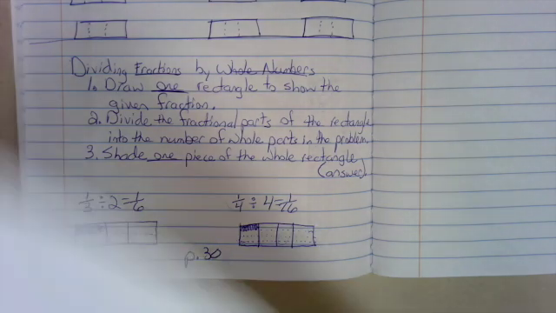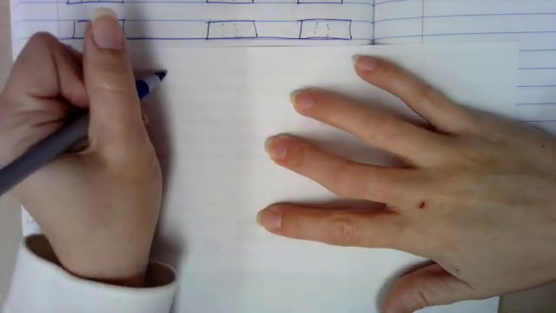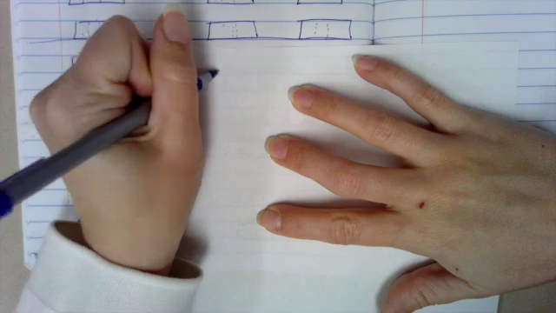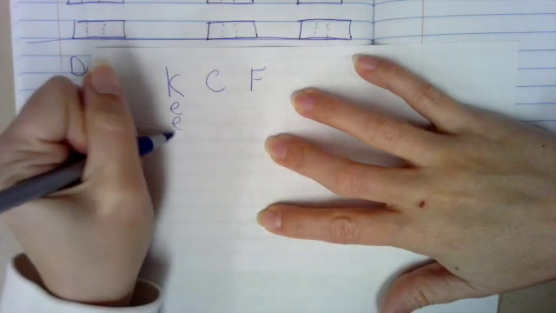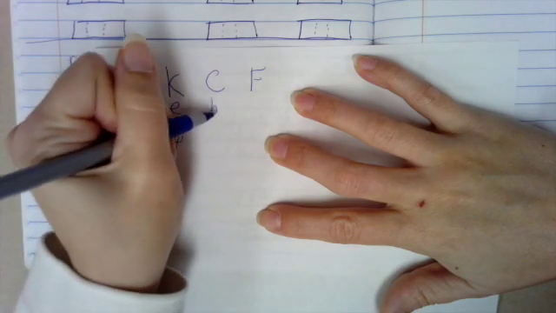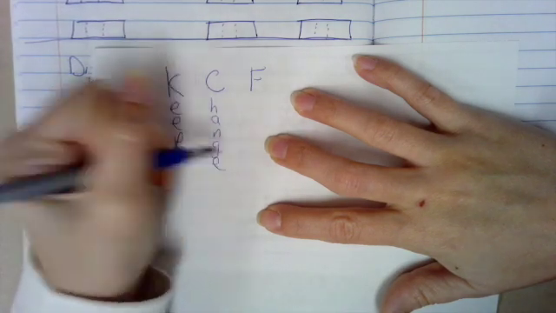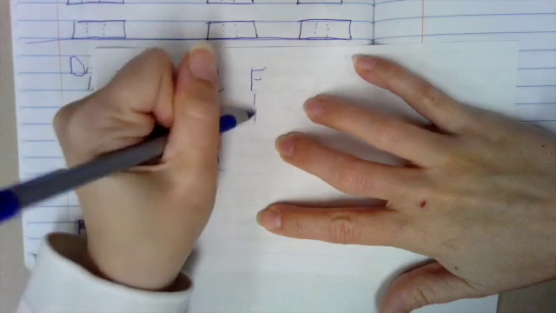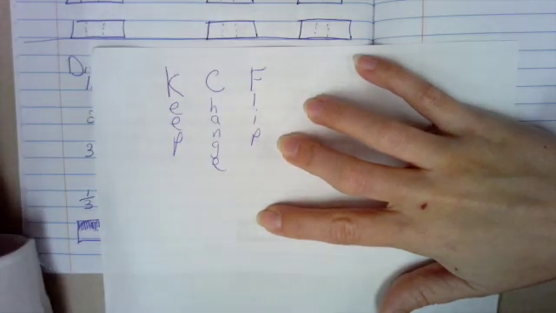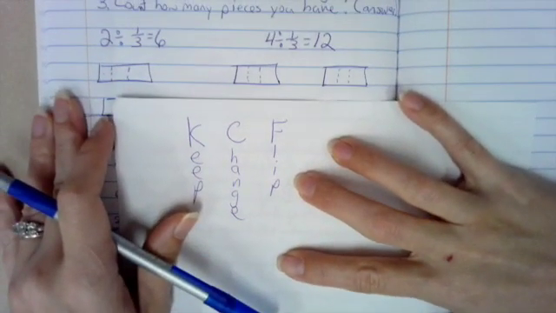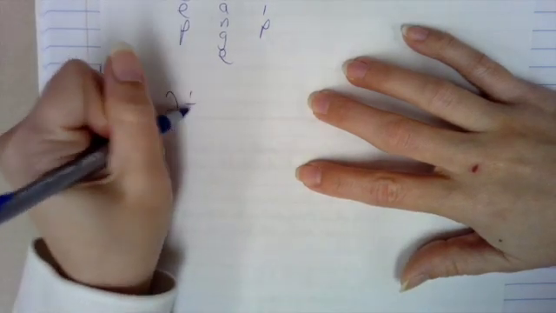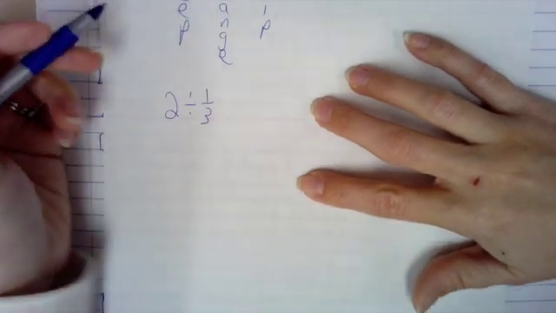So what they use in 6th grade is something called KCF. The K stands for keep, the C stands for change, and no, you do not have to write this down, and the F stands for flip, because this is 6th grade stuff. So keep, change, flip. In my first problem, 2 divided by 1/3, I'm going to use it again, 2 divided by 1/3, but I'm going to use keep, change, flip.